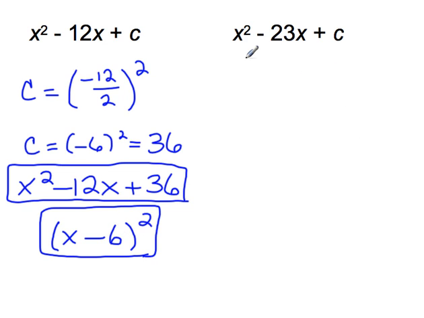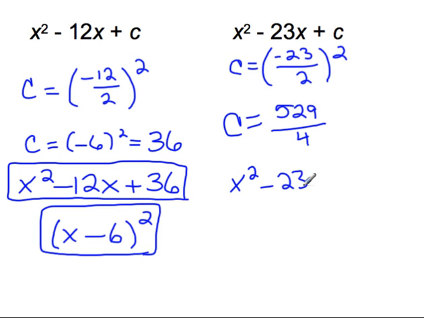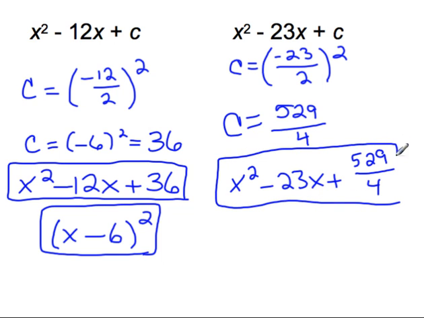Let's do another one. C equals negative 23, that's b, divided by 2, and then we square it. When I square this, I end up getting 529 on the top. Negative 23 squared is 529, and it'll be over 4 because 2 squared is 4. So when I rewrite this as a perfect square trinomial, I will have this with my new answer in there for C. That's the first part of my answer.